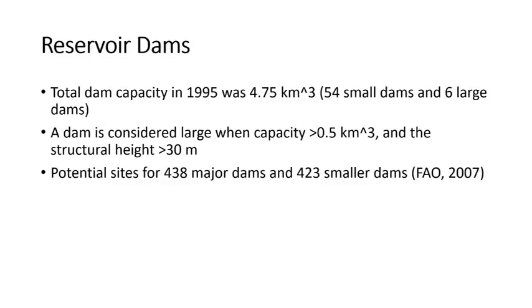And then reservoir dams. Our total dam capacity in 1995 was 4.75 cubic kilometers, and that comes from 54 small dams and 6 large dams. Although note that 80% of that capacity was coming from the 6 large dams. Okay, so large dams contribute a lot to our dam capacity.